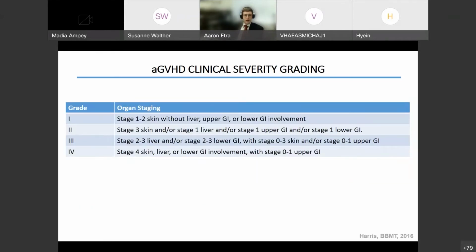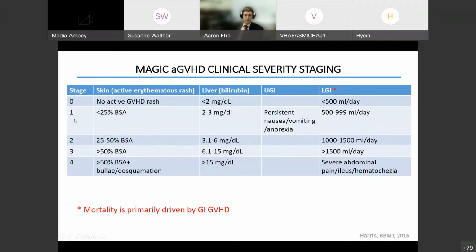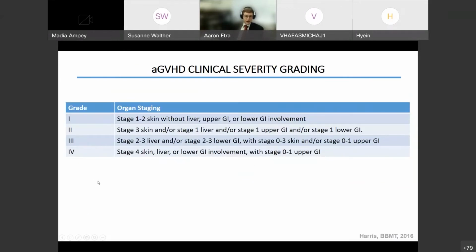In terms of amalgamating the different organ stages into an individual grade, so in other words, let's say you have a patient who's got stage 1 skin and stage 3 lower GI GVHD, how would you capture that? And that would be done using grading.